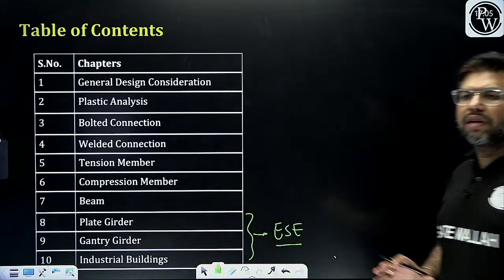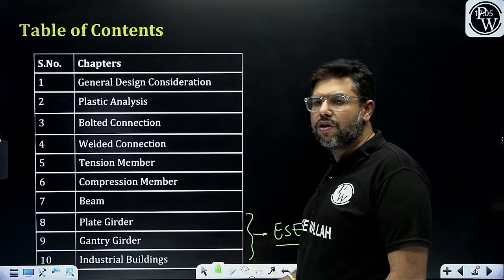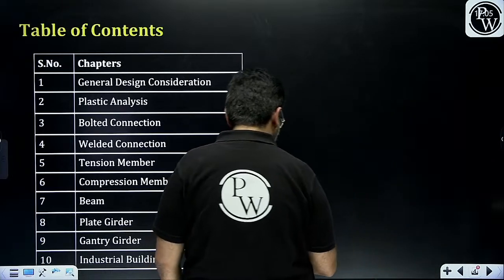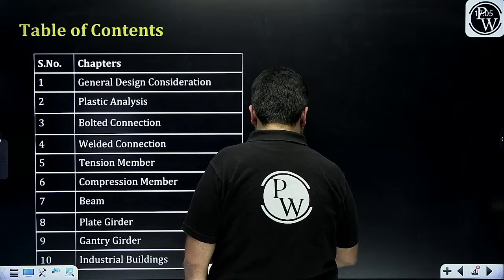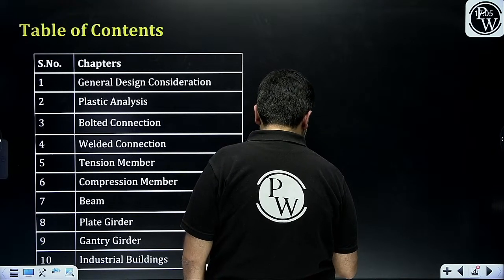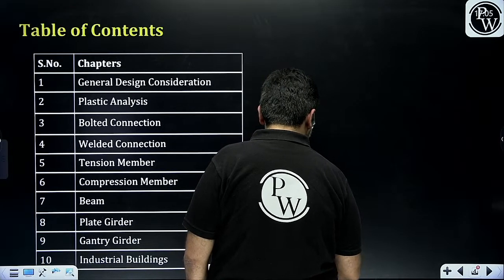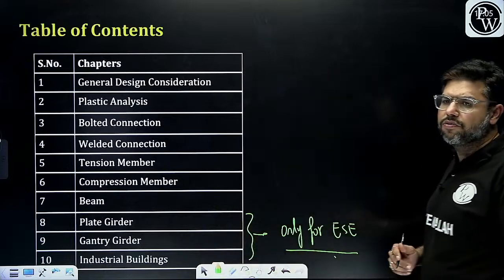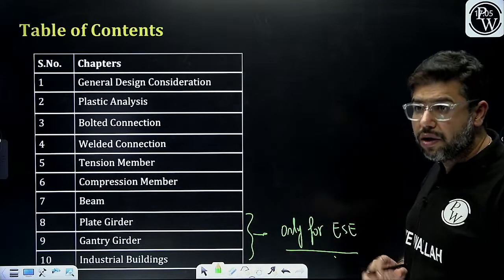This whole class is GATE oriented. So if you are preparing for ESE, then these three topics also you need to prepare. But here I won't be covering them in much detail. I will share the notes here only for ESE. In GATE, questions are generally not asked from these topics. Plate girder, gantry girder and industrial building are mostly important for ESE. Rest all the topics I would be covering.